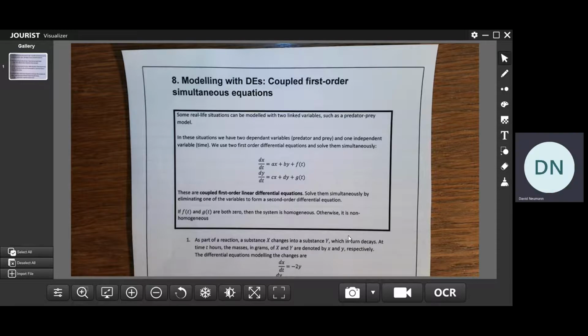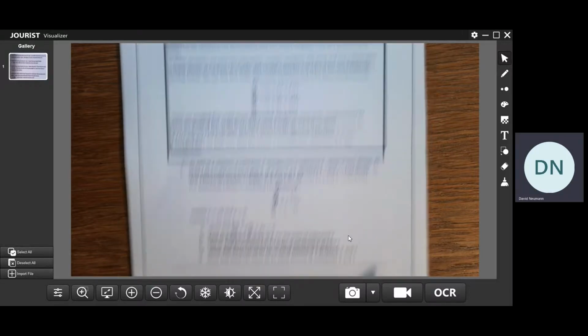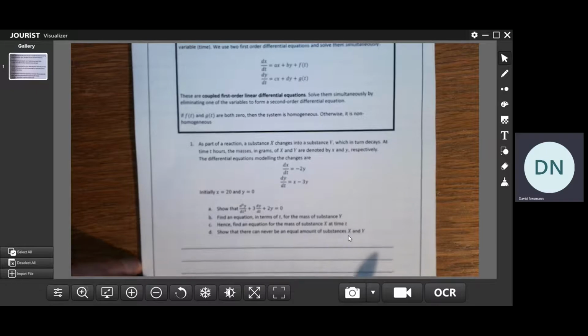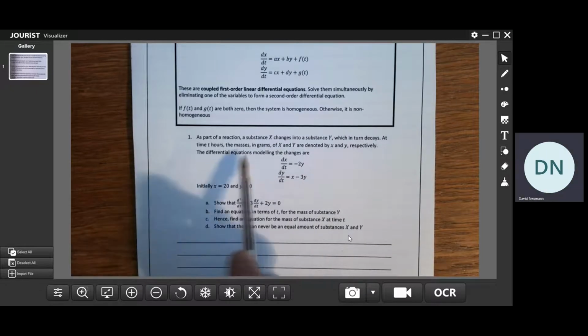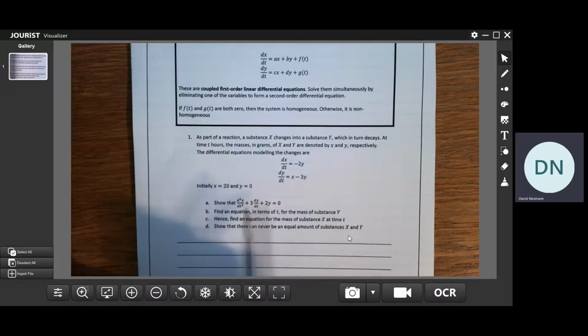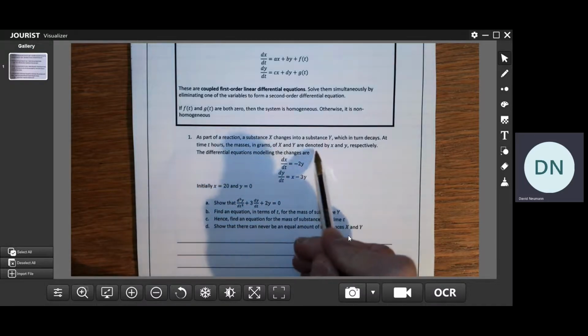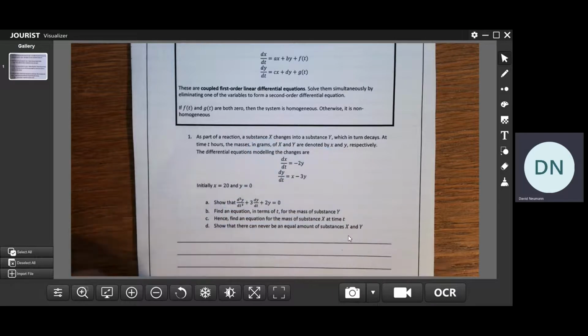So let's have a look at how this works. We'll go through this example. So here we've got two equations modeling the amounts of substances x and y. So the masses of x and y are the variables little x and little y, and we've got some initial conditions.